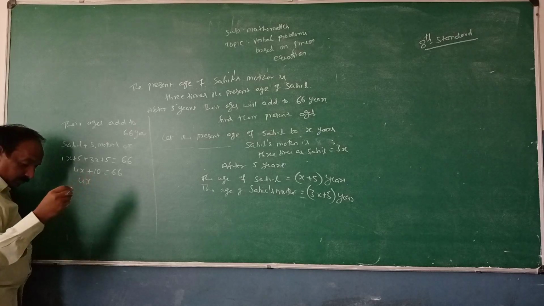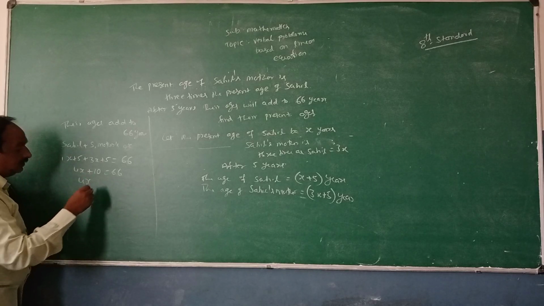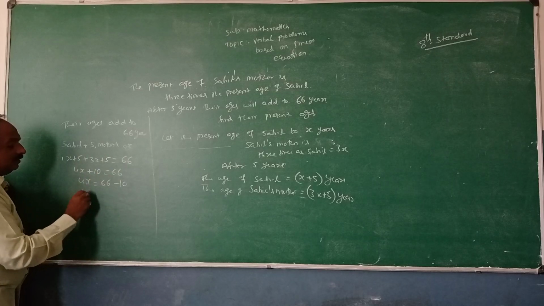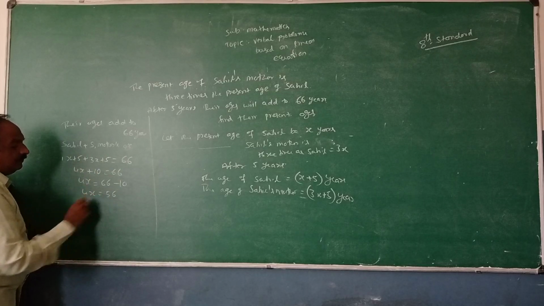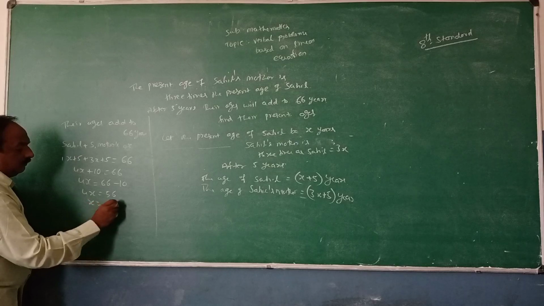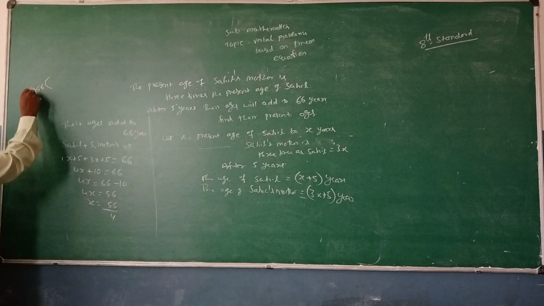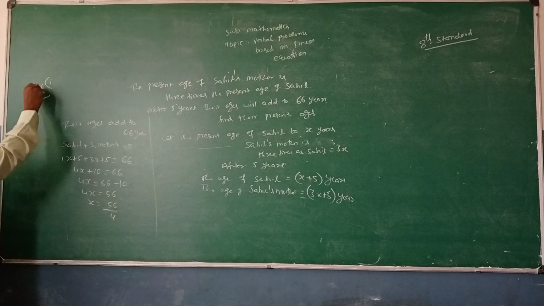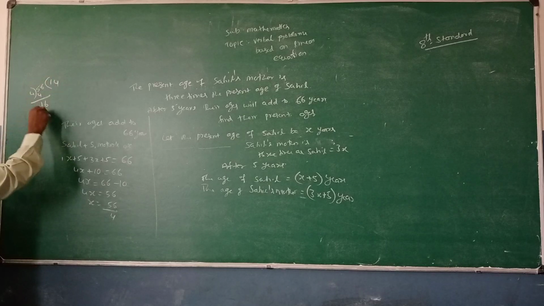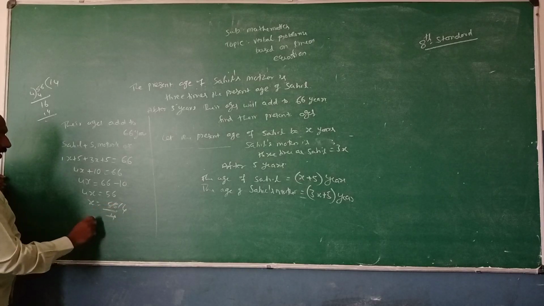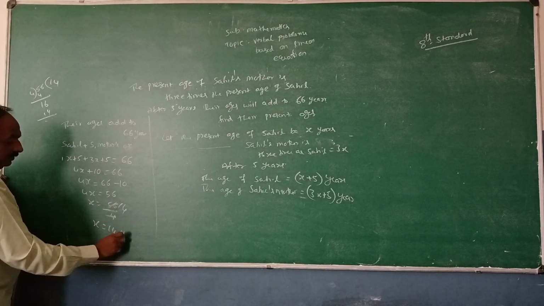4x is equal to 66 minus 10, 10 coming to this side. 4x is equal to 56. X is equal to 56 divided by 4. When 56 is divided by 4, 4 ones are 4, 5 minus 4 is 1. 4 fours are 16. 4 4s are 16. X is equal to 14.